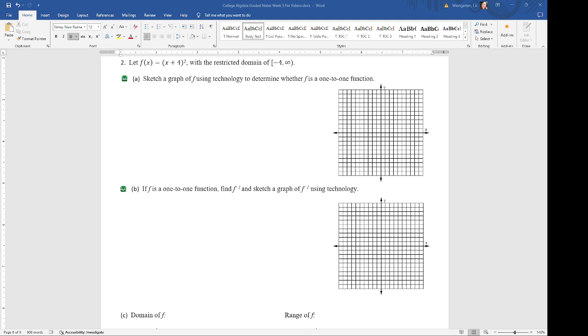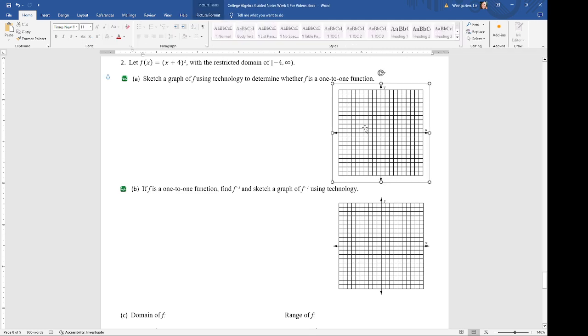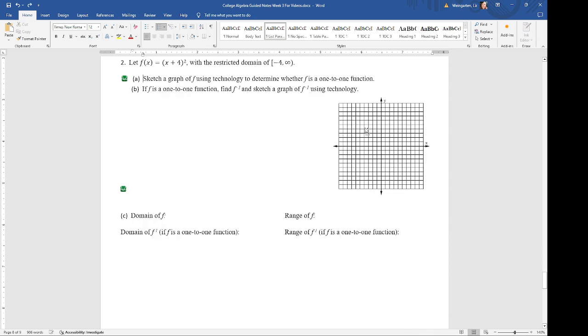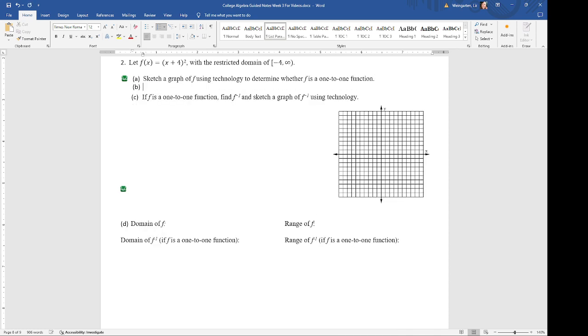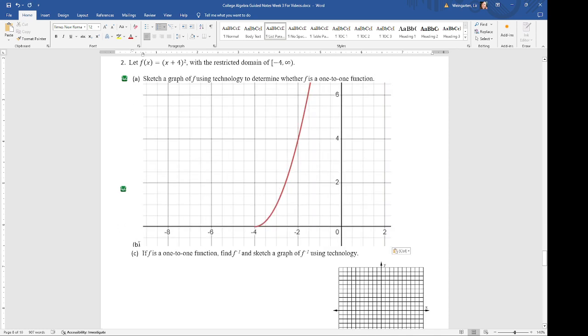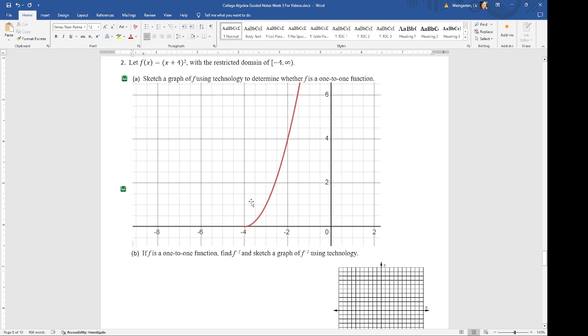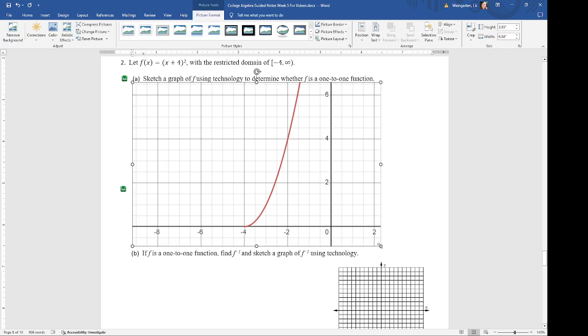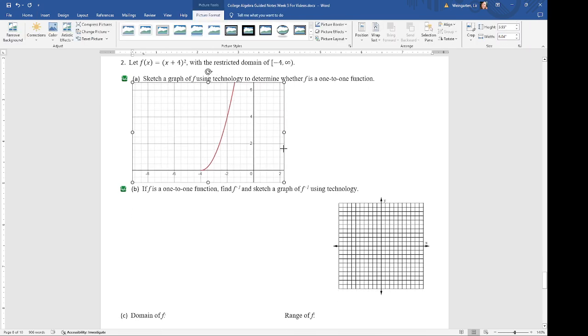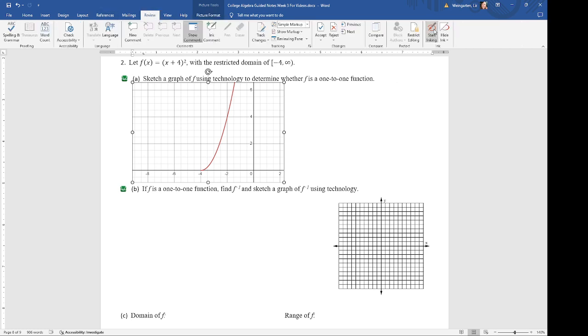So again, so you don't have to suffer through me trying to graph this, I'm going to just grab a picture off of Desmos and show you what it looks like. So we can see it is, in fact, a one-to-one. This one does pass the horizontal line test. So I'll shrink this up so we can see our next question. Since it is a one-to-one function, they want us to find the inverse and sketch it using technology.